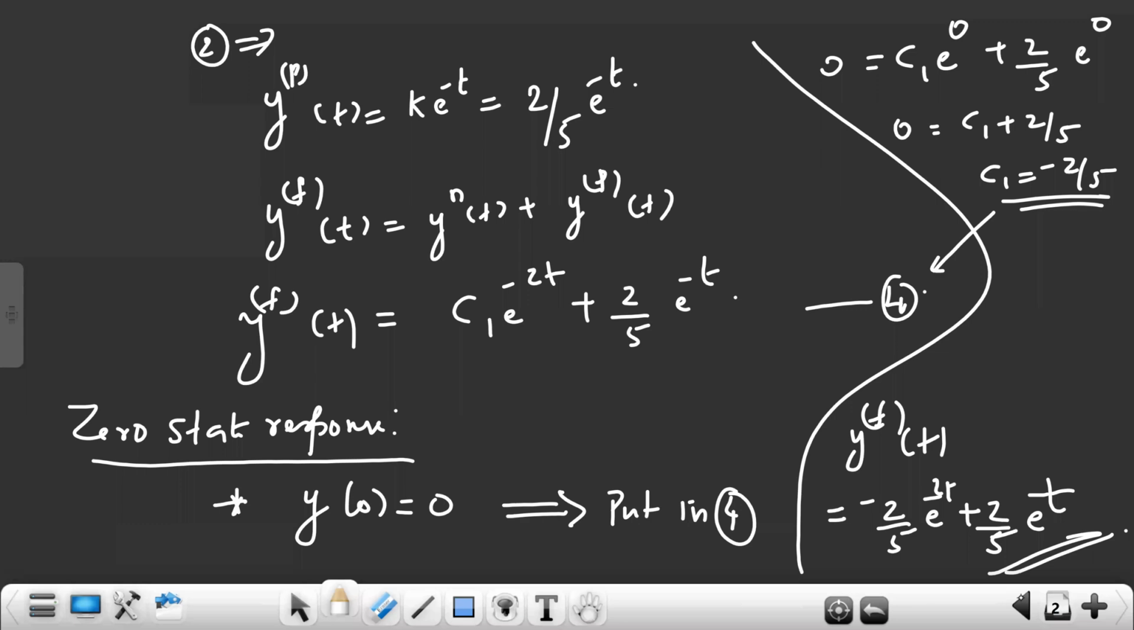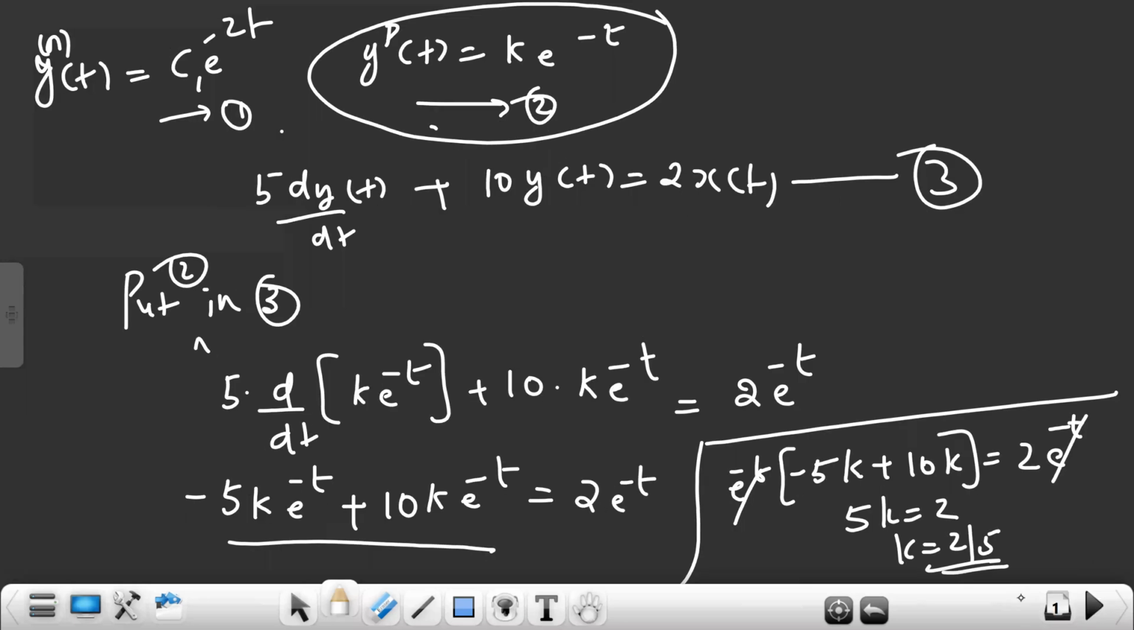Already we have got the natural response yesterday, C1 e raised to minus 2t, and the particular solution is also taken from the table according to the given value of the input. What was the given value of the input? The given value of the input was e to the power minus t u of t. Okay, u of t is assumed to be 1, so it is e to the power minus t. Based upon that, your particular solution will be k e to the power minus t from the table, which is given as equation number 2.